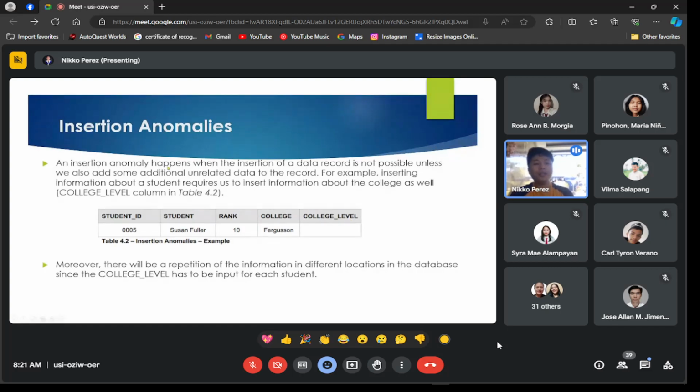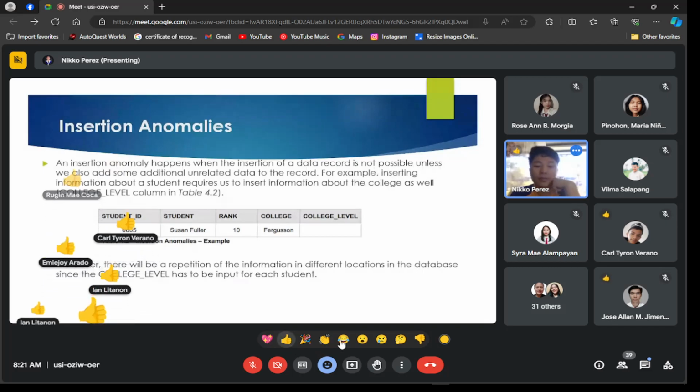Now, questions in our insertion anomaly. I hope that's clear, no? The takeaway that you must remember for insertion is that it requires you to input unrelated data. No? So that's it. Inserting unrelated data becomes a problem once you don't have a knowledge on those data that have to be inserted. Okay? Let me check on the chat box if you don't have any question. By the way, we can also utilize the emojis class. If you don't have question, you can also do thumbs up, no? Okay, ganun. Very good.